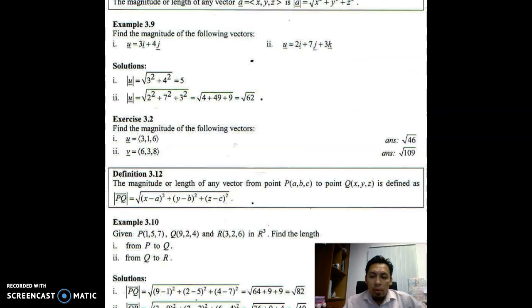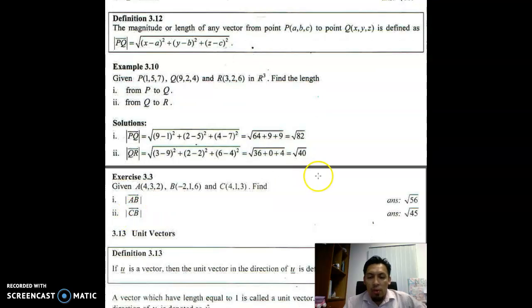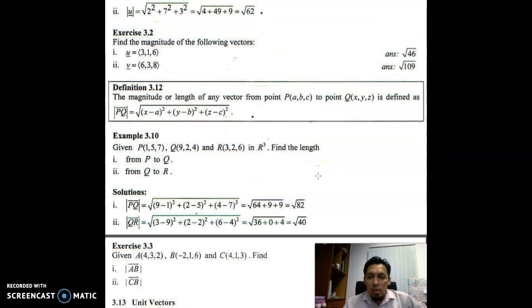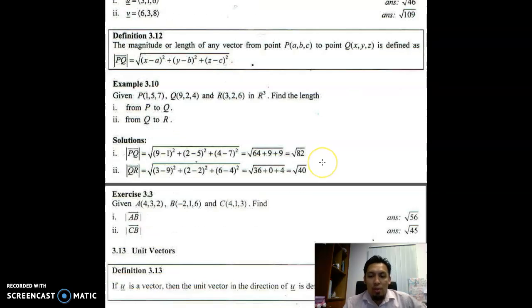Okay, you can try to do it on your own on other exercises here. Try to find the modulus, the magnitude. In this topic we call it a magnitude.